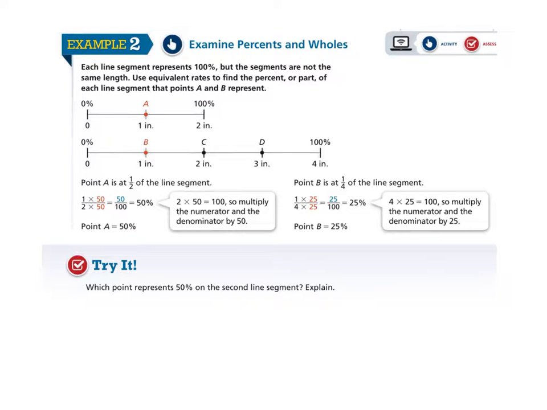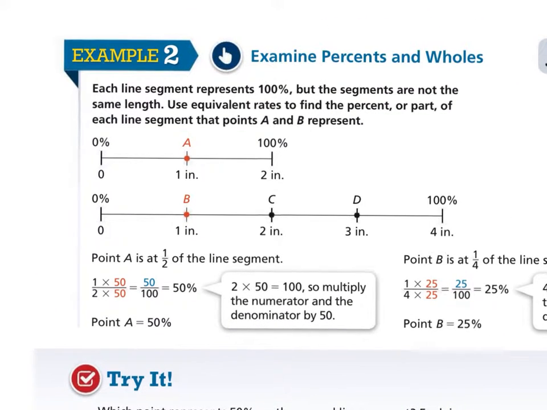Example 2: each line segment represents 100%, but the segments are not the same length. Use equivalent rates to find the percent or part of each line segment that points A and B represent. So A, you can see it's at the 1 inch mark out of 2 inches, so we could say it's at the 1/2 mark.